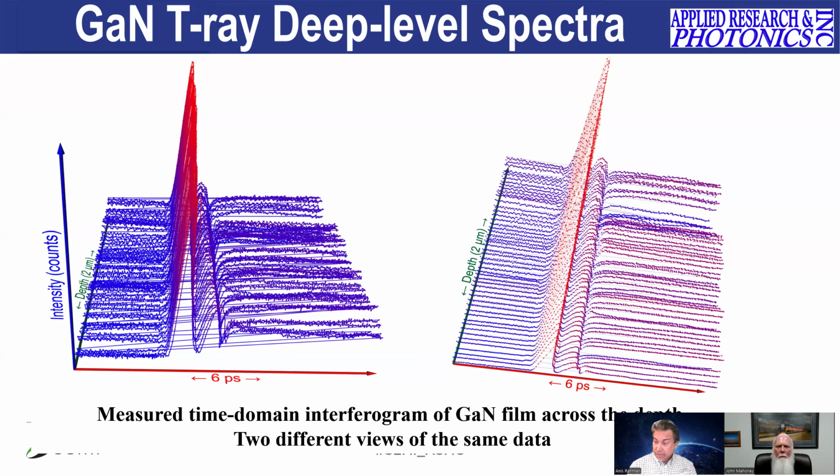But because both of them are on the same system and in real coordinates, you can be exactly where you want to do the investigation. So here, what I'm showing is the gallium nitride film that I showed you before, that we are going across the depth to see. So these are the interferograms. They're the same data, just two different views.